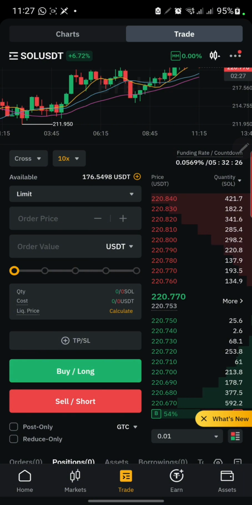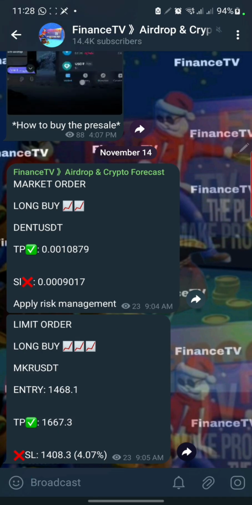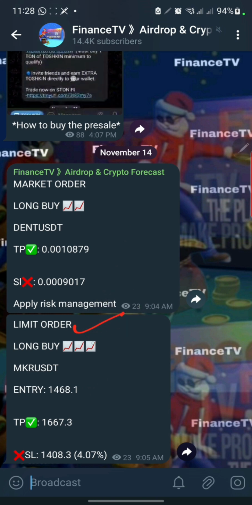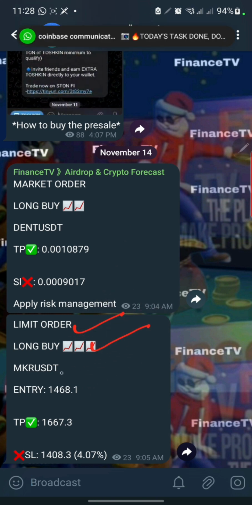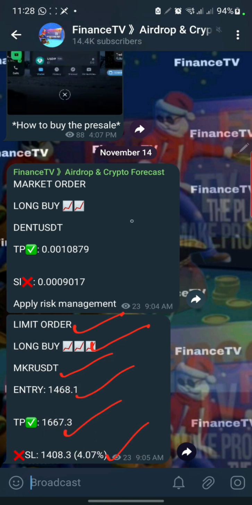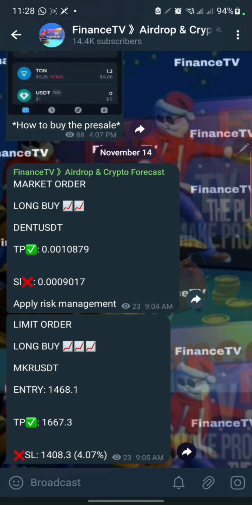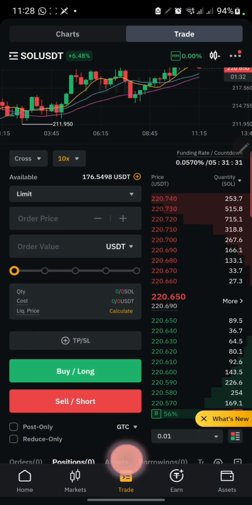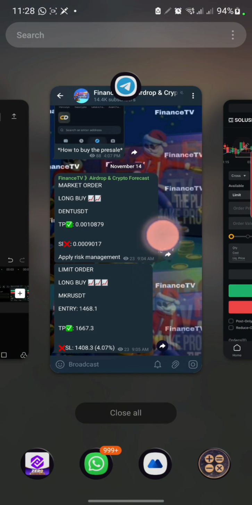For example, this is a limit order. Here you have a limit order, a long buy, MKR, an entry price, a TP, and an SL. Now I'm going to put this into practice. For a limit order, you go to limits, then the order price here. This is the entry price, also known as the order price: 1468. So let me choose the coin MKR.